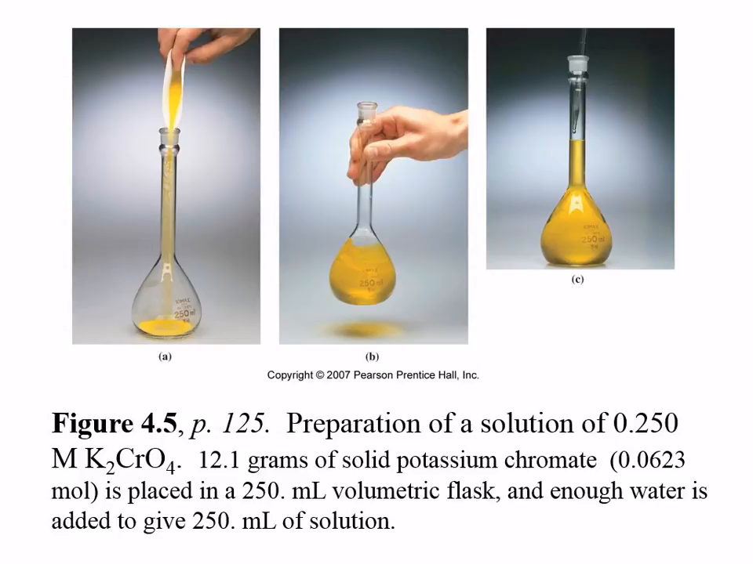In this case, the target was 0.250 molar potassium chromate. They did the math and said, if I want 250 milliliters of solution, I'm going to have to weigh out 12.1 grams of the solid potassium chromate. So they have added their solute in here, okay?